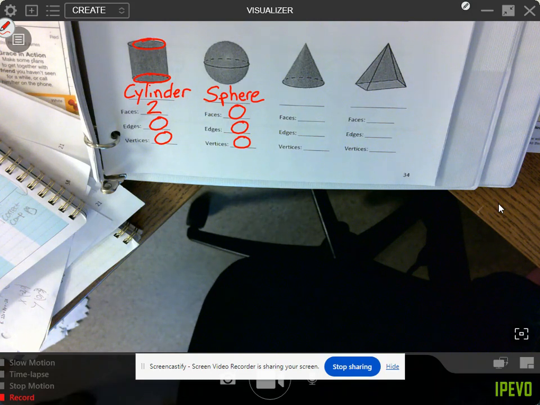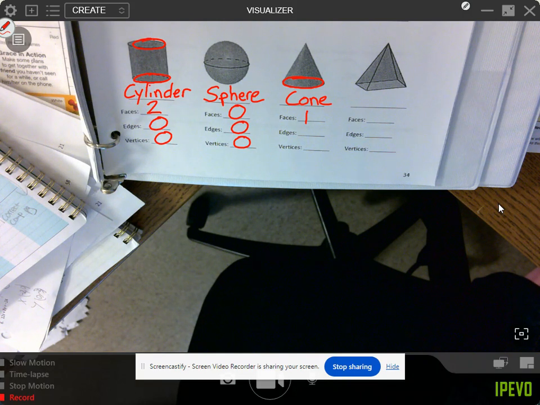What is our next shape? Marina? It's a cone. And it looks like one of those traffic cones, the safety cone, an ice cream cone. Cone is a cone. How many faces does a cone have, Sawyer? 1. There's only 1 flat side on that bottom.